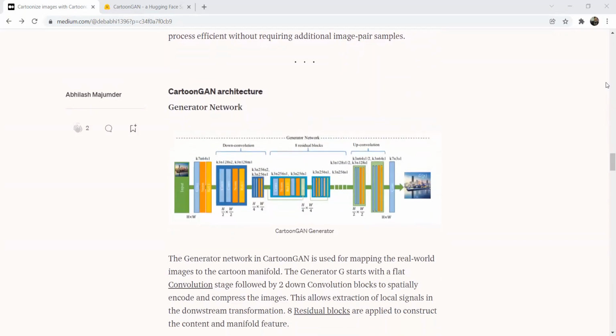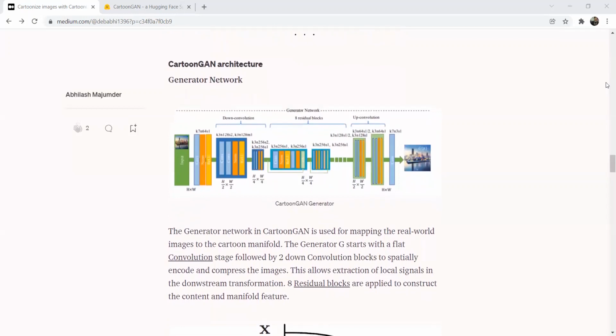Now, if we move to the current architecture, that is the CartoonGAN architecture, which has been taken from the 2018 paper. So the architecture looks just like the figure shown here. This is the generator architecture. As we know, the generator network is used for mapping the real-world images to the cartoon manifold.